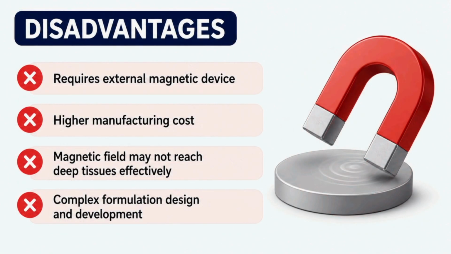And the next one is disadvantages. Every system has some limitations. First, an external magnet is required, and second, the manufacturing cost is very high. Third is a complex formulation design, and the magnetic field may not reach deep tissues effectively. And finally, large scale production is difficult.